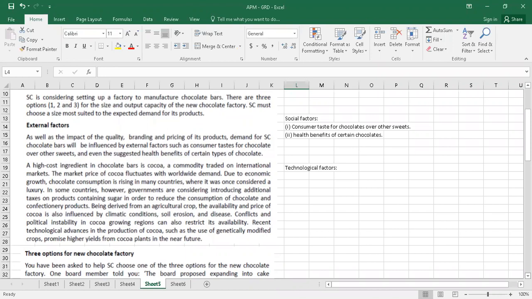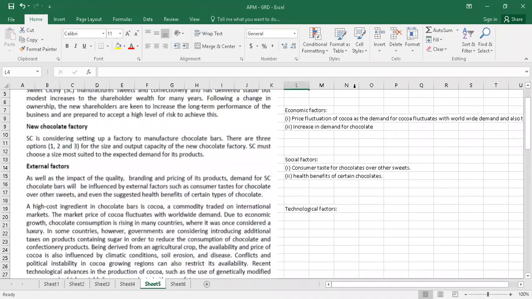Environmental factors. Environmental factors. So now if it was PESTLE, under E we would have written. Now where do we write? We can club them with E or S. So we can write it here as economic plus environment.